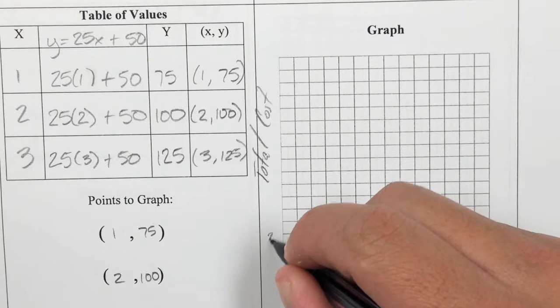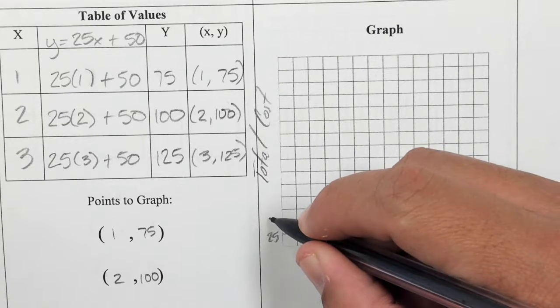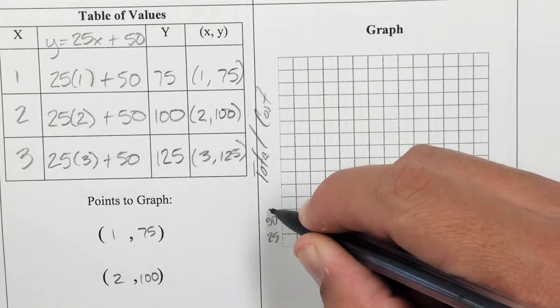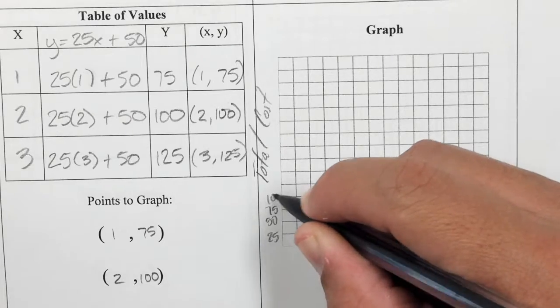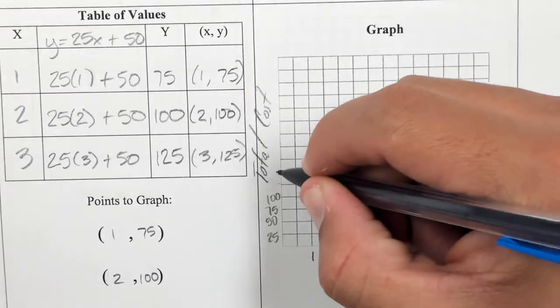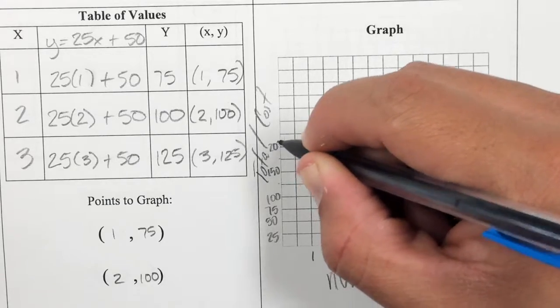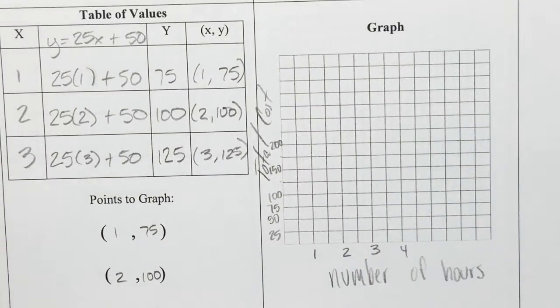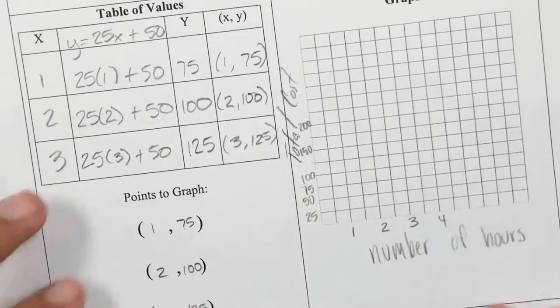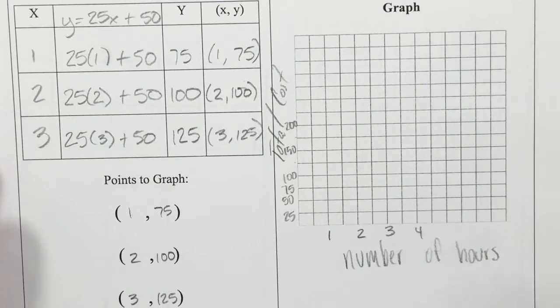So I may go 25, 50, 75, 100. All right, there would be 125, 150, 175, 200, so on and so forth. Okay, you don't have to list them all the way out. Like, you don't have to list 25, 50, 75, 100.